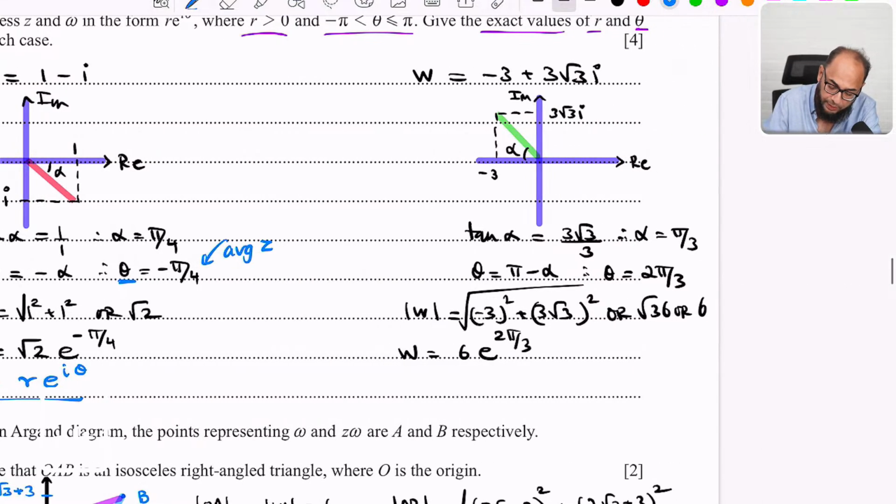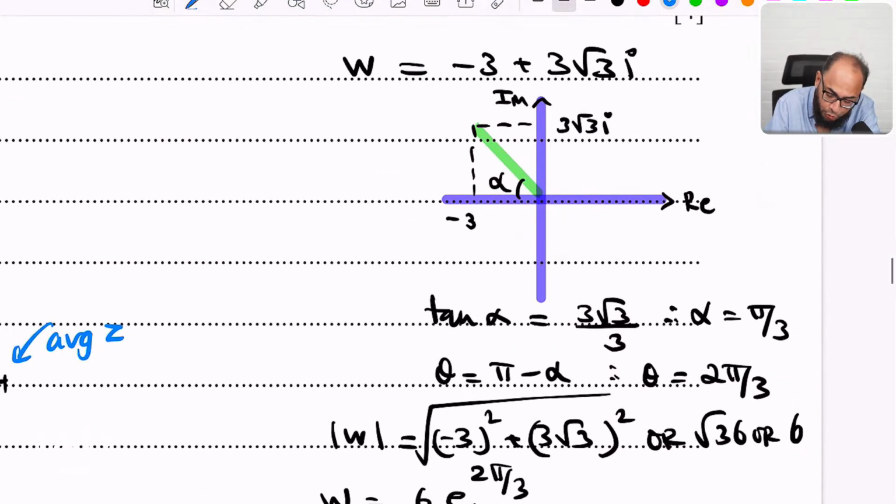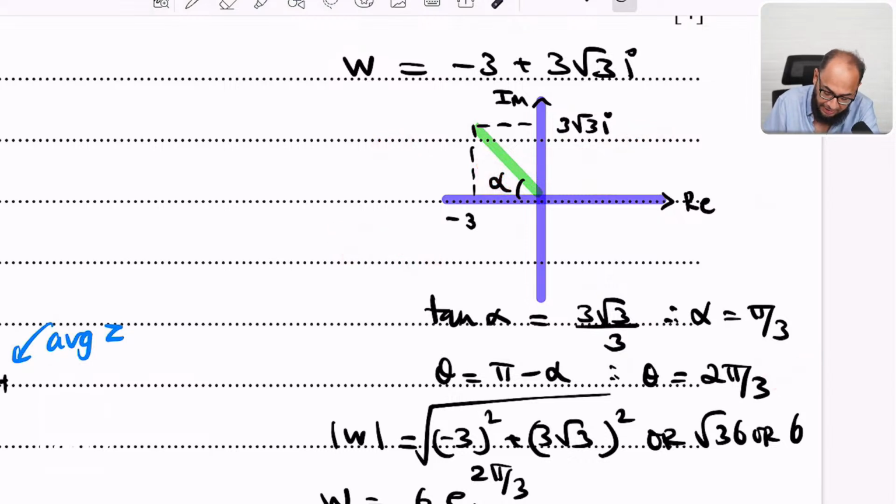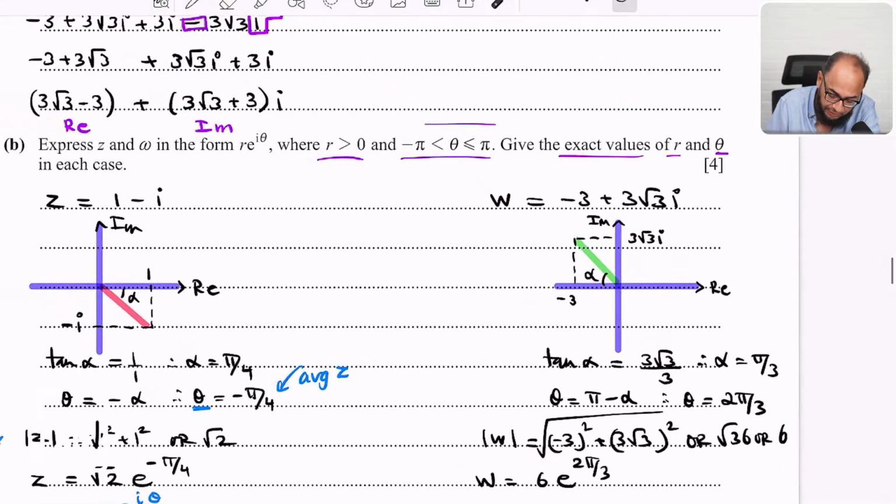Over here, w is -3 plus 3 root 3i. This is -3 and this is positive, so it's in the second quadrant. The basic angle is obtained using the positive ratios. It comes out to be pi by 3. This is anti-clockwise in the second quadrant, so it is pi minus pi by 3, which is 2 pi by 3. The magnitude of w is exactly 6, and that is how this is written.